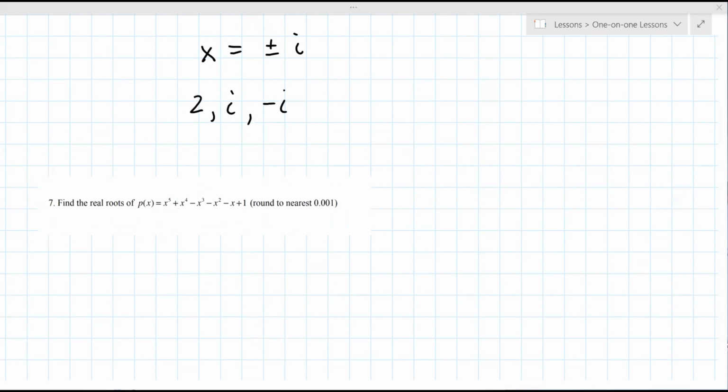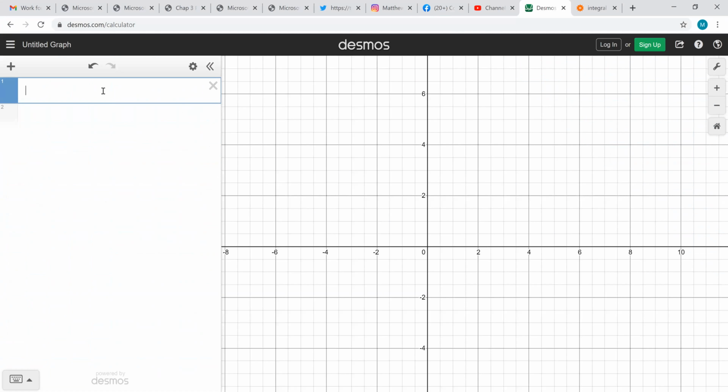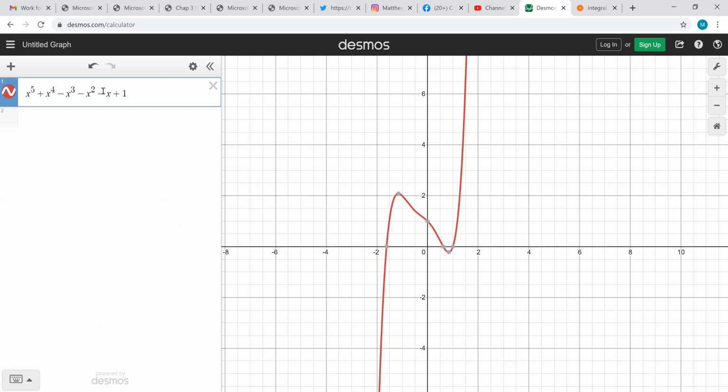Okay, so we got x to the 5th plus x to the 4th minus x cubed minus x squared minus x plus 1. So there's a root there, and there. And look at that, they're already kind of nicely given. So there's nothing really to do there. I'm going to write them down, and then I'll snip in the picture.